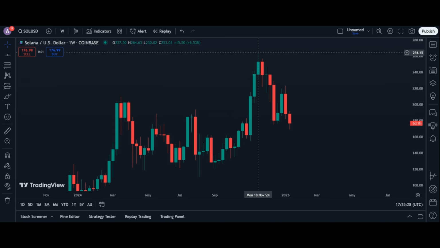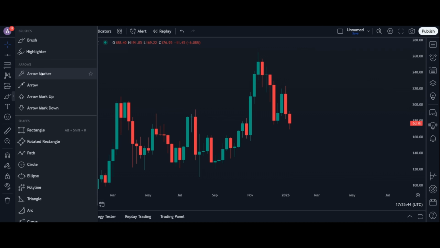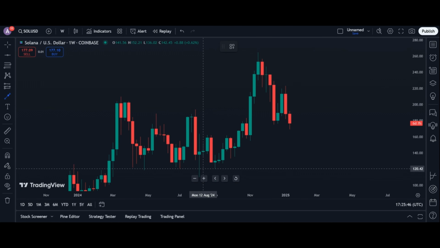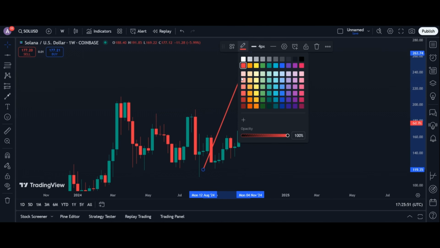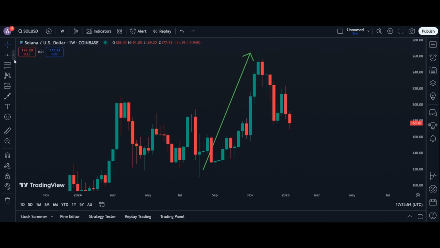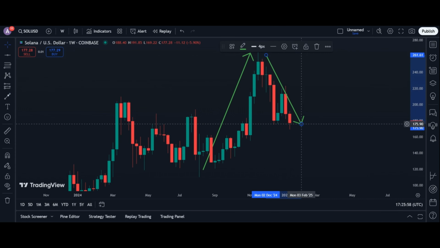It means that there was about a 100% increase in the price of Solana in just a couple of months, and after that there was a downtrend and the price decreased from approximately 265 till 170. And let me use my arrow to show you. Well, at first there was an uptrend, and let me change the color to green, and then there was a downtrend, and also we can call it a breakout.